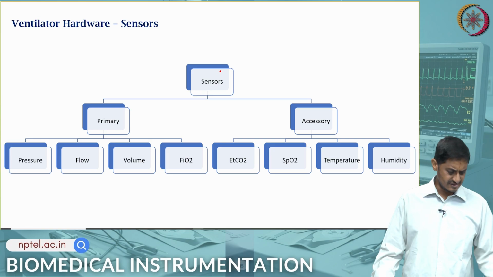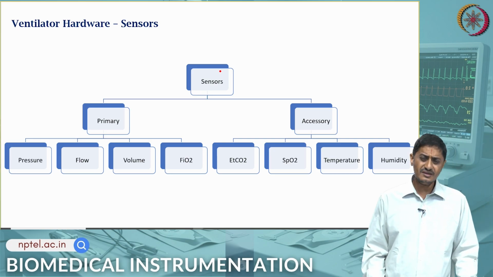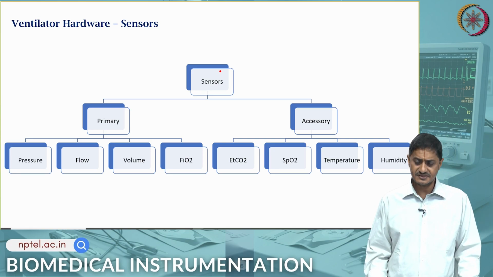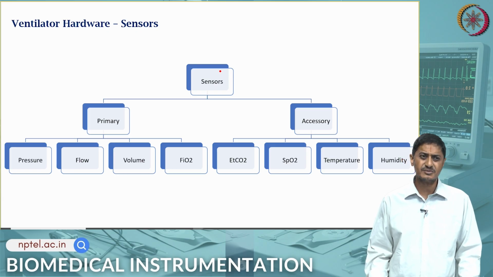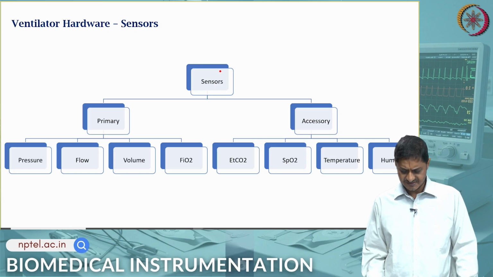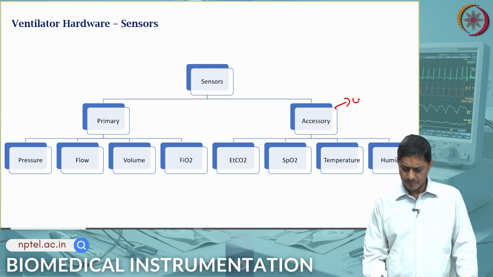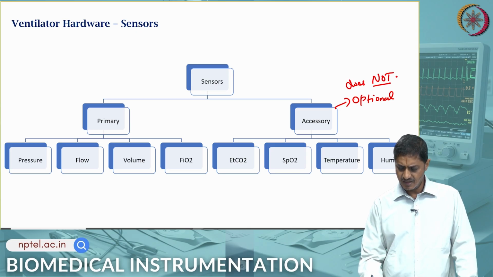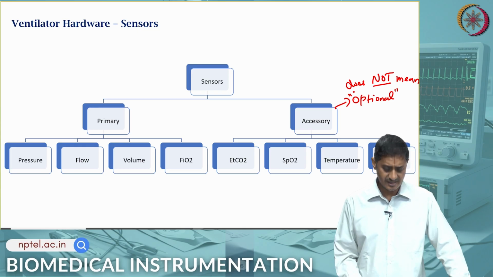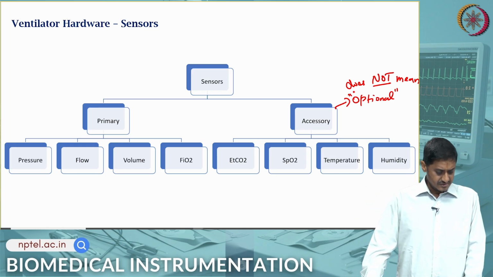These are the sensors that are there in the ventilators. There are primary sensors and there are accessory sensors. Primary sensors are essentially pressure, flow, volume and FiO2. Accessory sensors are essentially EtCO2, SpO2, temperature and humidity. Accessory does not mean optional. In some specific cases it may be required. It is called accessory, but it does not mean it is optional. There is a difference between optional and accessory.